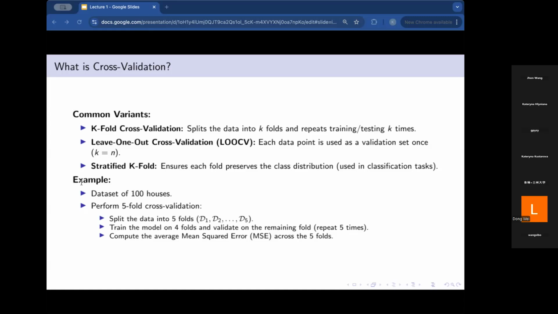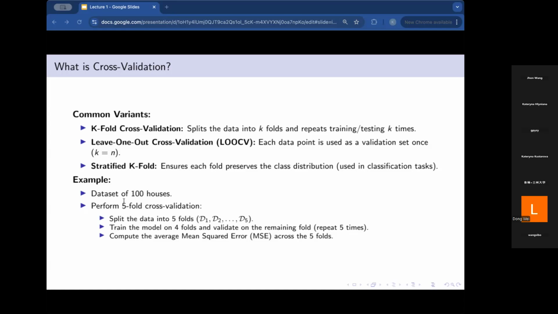The third option, stratified k-fold. This variation ensures that each fold preserves the same class distribution as the original dataset. It's particularly useful in classification tasks to prevent biases towards certain classes.